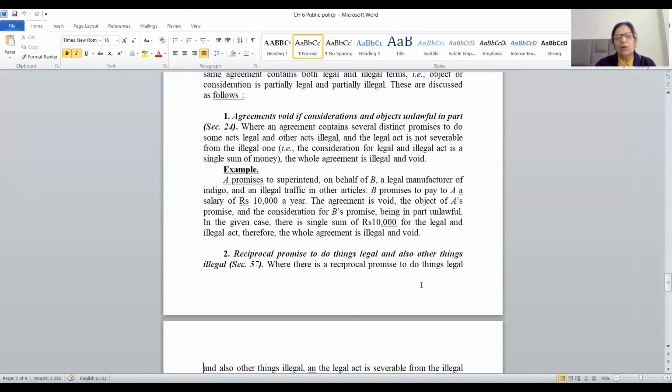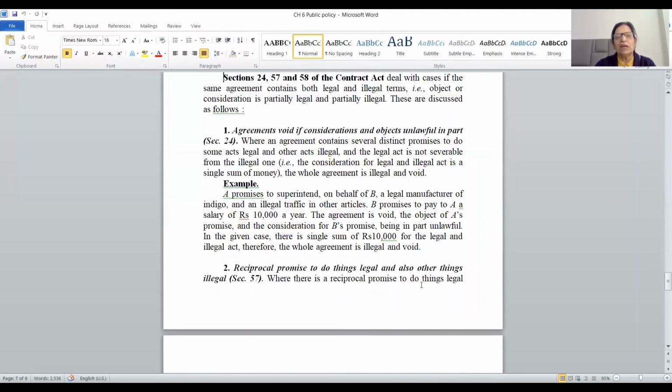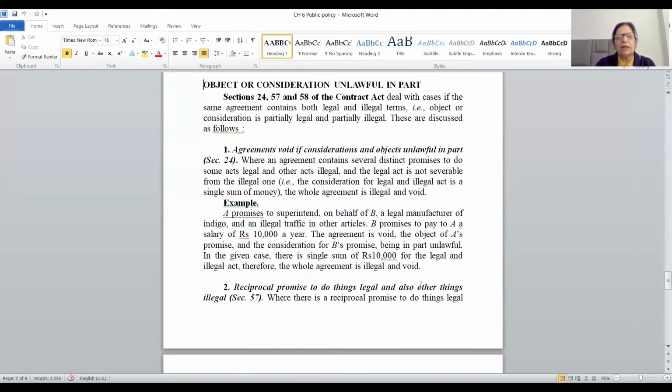Short notes. Object or consideration is unlawful in part. There are certain cases where we do find the object or consideration is unlawful in part. That is, partially it is legal and partially it is illegal. And these provisions have been laid down under sections 24, 57 and 58 of the Act, ICA 1872.